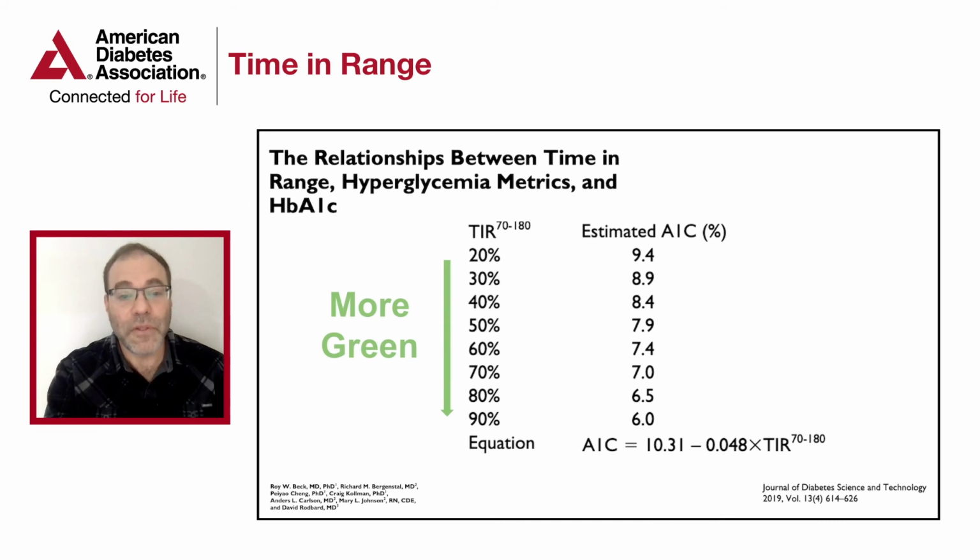To go just a bit further, every 10% increase in time and range corresponds to a decrease in A1C of about 0.5%. So for someone whose time and range is 60%, or 10% below the threshold of 70%, we can predict that their A1C would correspond to about 7.5%, pretty close to the 7.4% shown in this table. Or for someone with time and range of 50%, we'd expect their A1C to be around 8% based on that time and range, which is again pretty close to the 7.9% shown here in the table. So once more, we see that as time and range gets higher, more green in the stacked bar charts we've been looking at, we see lower A1C levels reaching the recommended targets.